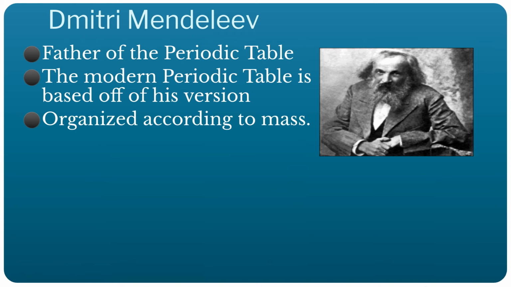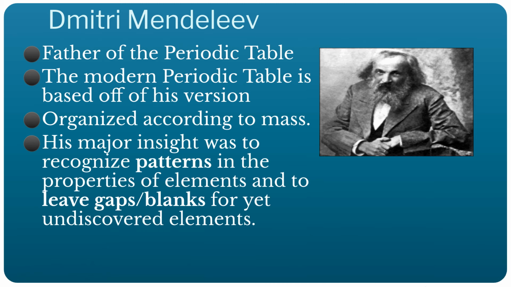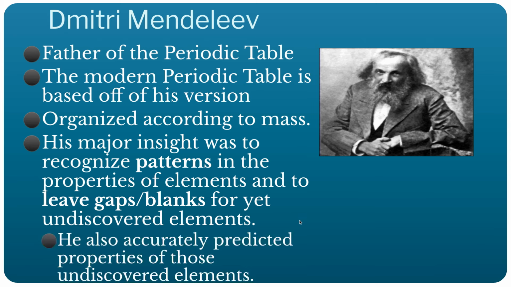Our modern table is based off of his. You'll notice here in a moment that they look very different. You can see our periodic table in there. But the reason that his had staying power was not only did he see those patterns in the properties of the elements, but he also left blanks for undiscovered elements. He had the foresight to think maybe we haven't discovered all of them yet. And if so, maybe the reason the pattern doesn't work or begins to break down here is because there's an element we haven't discovered. In fact, he accurately predicted properties of those undiscovered elements.